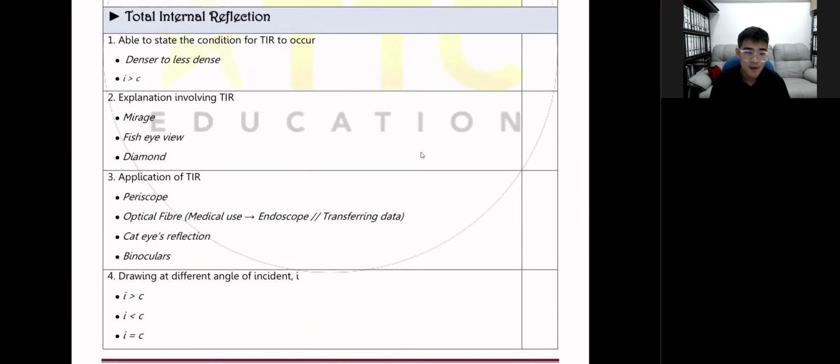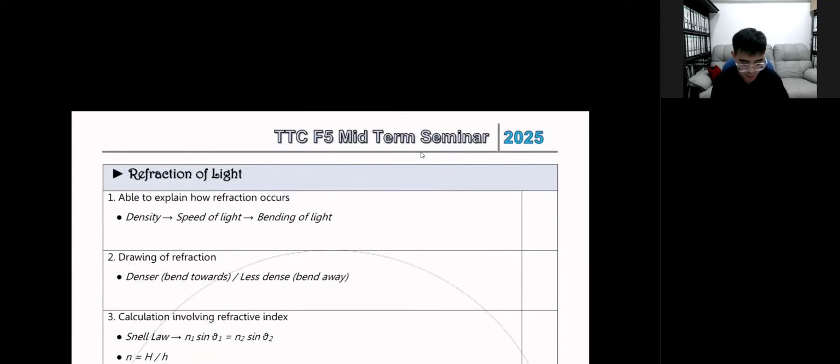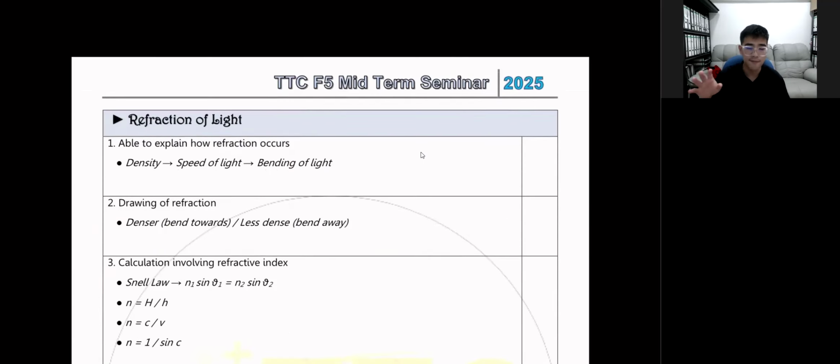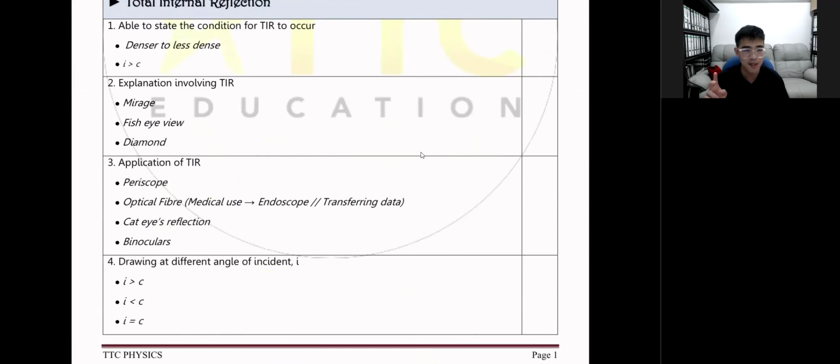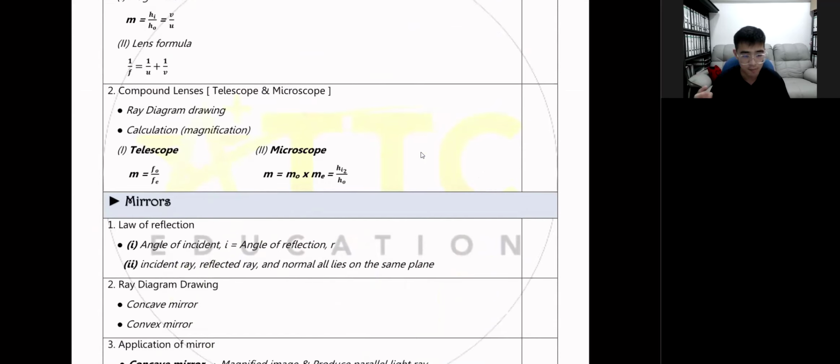Like I said, page number 1 and 2 is the checklist, all the things that you need to know for Form 4 Chapter 6. We can basically split Form 4 Chapter 6 into 4 parts. Number 1 is the refractions, number 2 is the total internal reflections, number 3, lenses, number 4, mirrors.